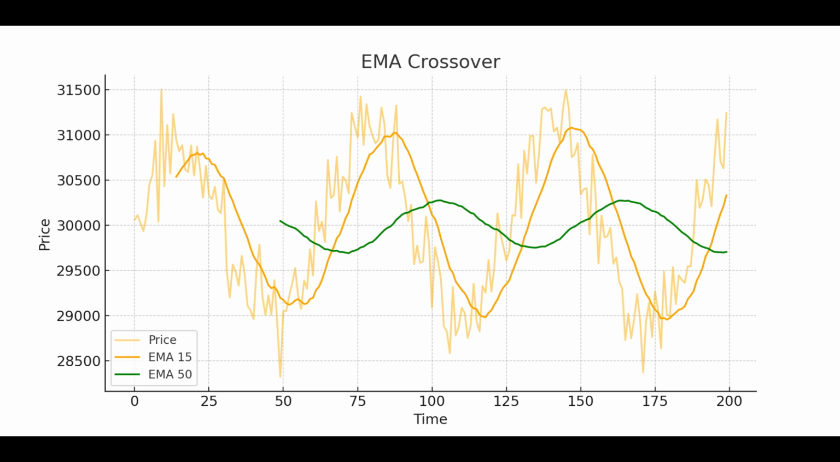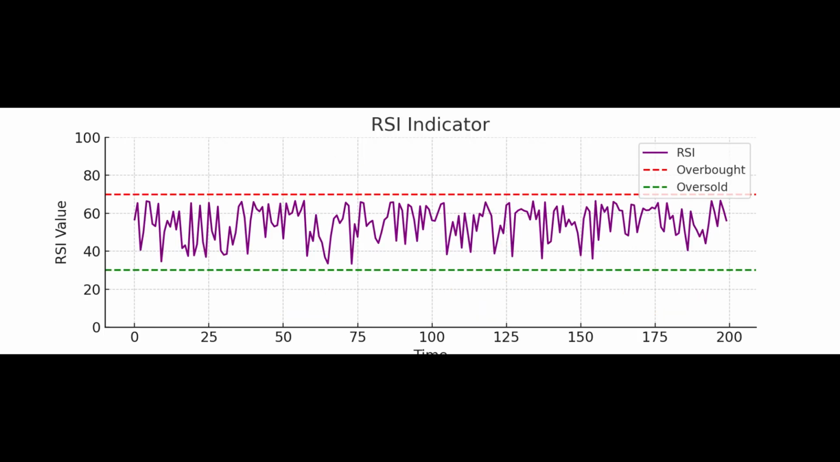Next, RSI, the Relative Strength Index. It measures momentum, and tells you if an asset is overbought or oversold. RSI above 70? Possible overbought zone. RSI below 30? Possible oversold zone.